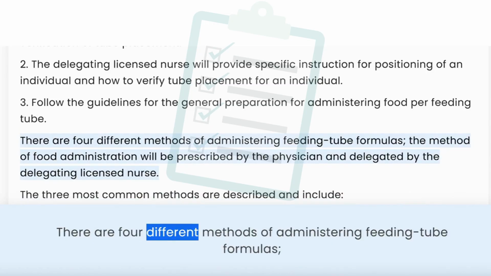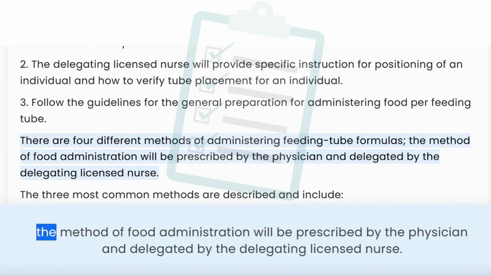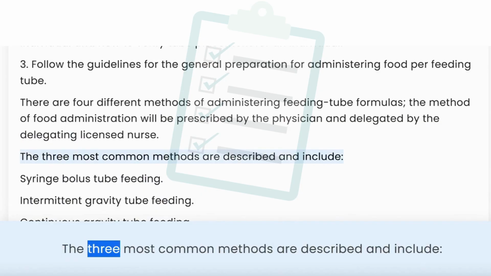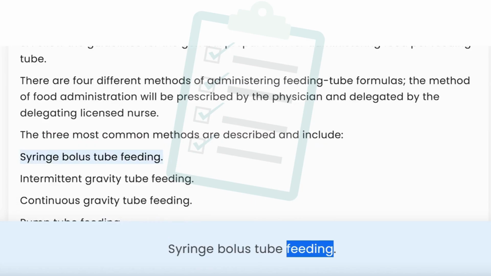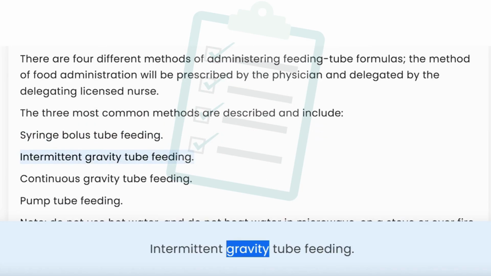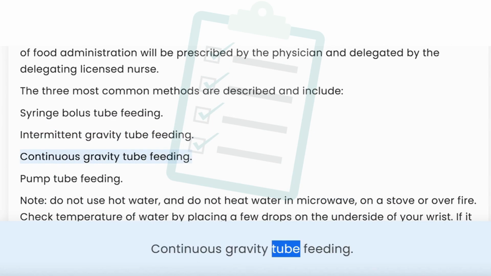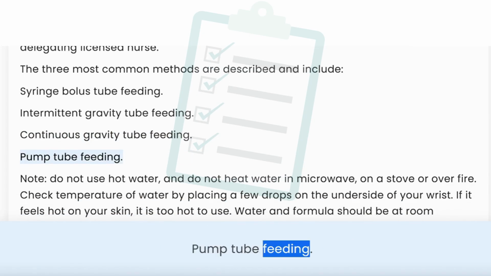There are 4 different methods of administering feeding tube formulas. The method of food administration will be prescribed by the physician and delegated by the delegating licensed nurse. The 3 most common methods are described and include syringe bolus tube feeding, intermittent gravity tube feeding, continuous gravity tube feeding, and pump tube feeding.